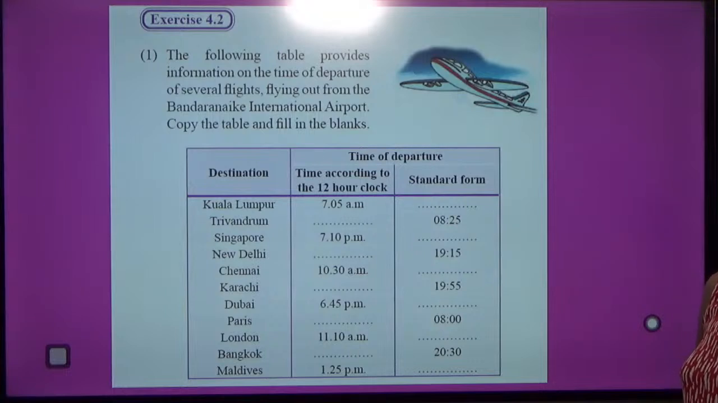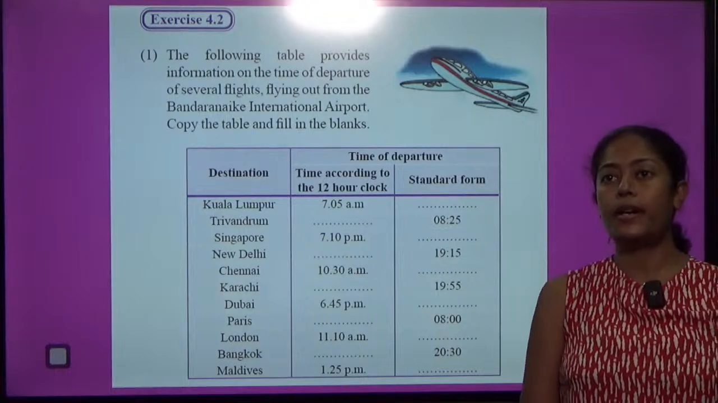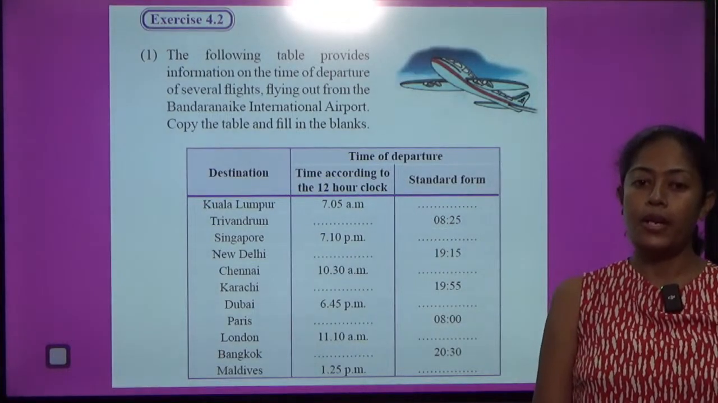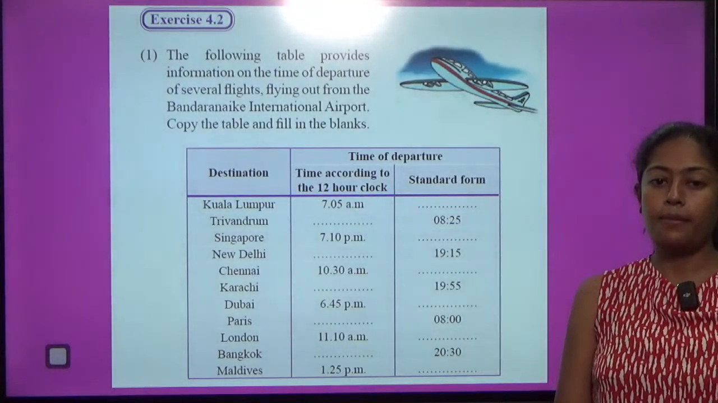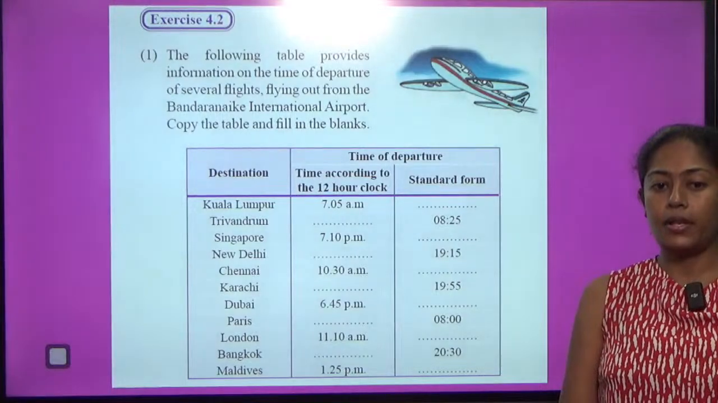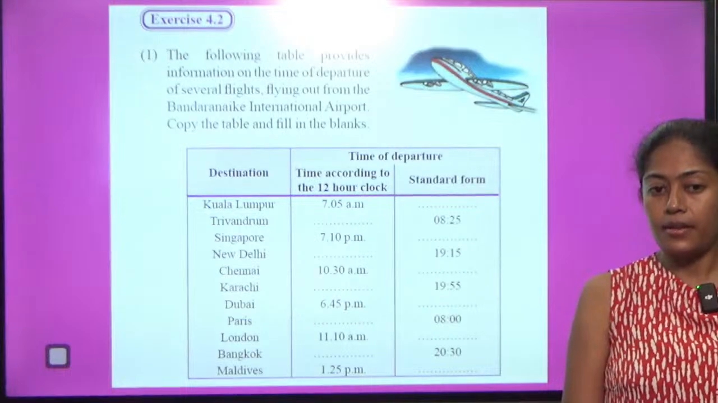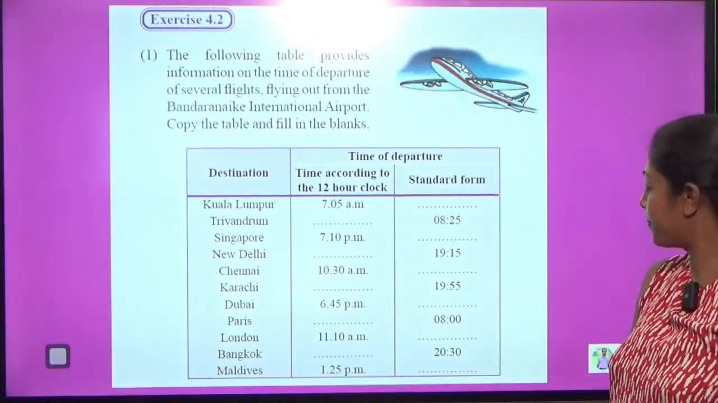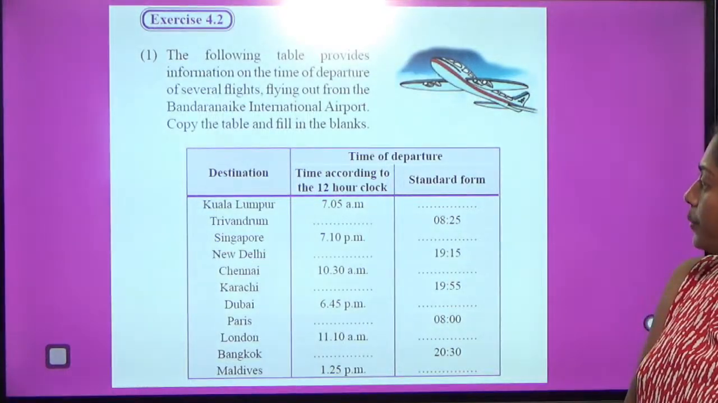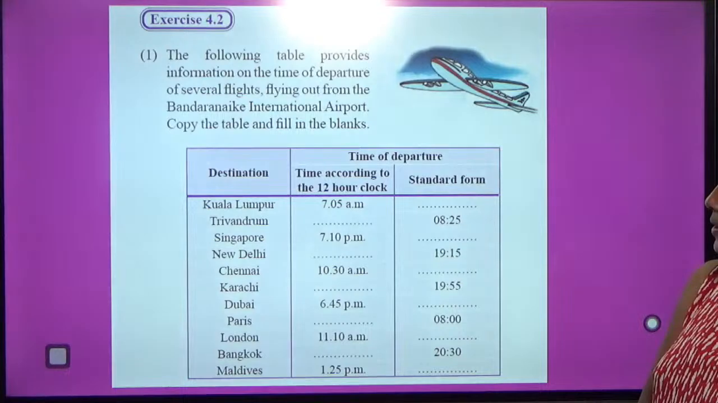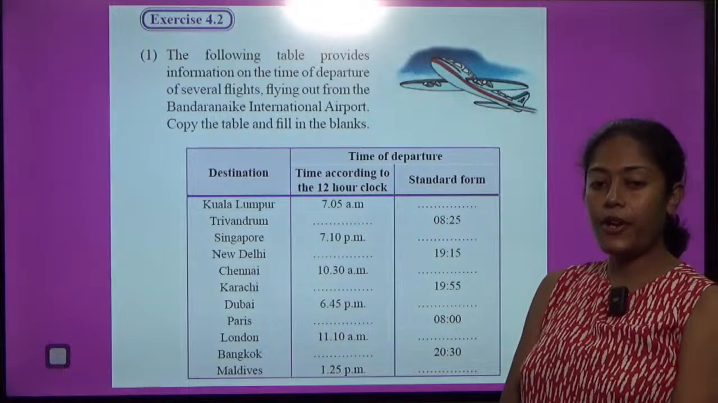Right? There is a table. The question is, the following table provides information on the time of departure of several flights flying out from the Bandaranaike International Airport. Copy the table and fill in the blanks. Right, first one, destination they have given Kuala Lumpur. Time of departure, time according to the 12-hour clock they have given 7:05 am.